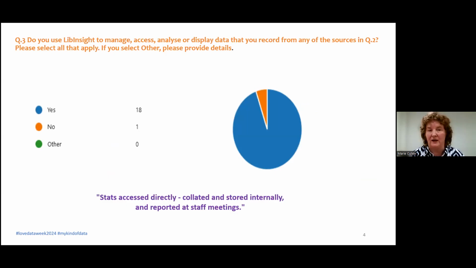So the next question I asked was, do library staff use LibInsight to manage, access, analyse or display data that they record from any of the sources? So I didn't specify which one of these, just any one of them. And as you can see, the vast majority did use one of these functionalities in LibInsight. The one other answer said that their stats are accessed directly and collated and stored internally. So even though they're collecting data, they're not using LibInsight to do anything with it.